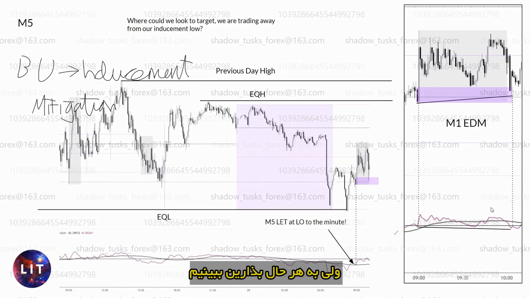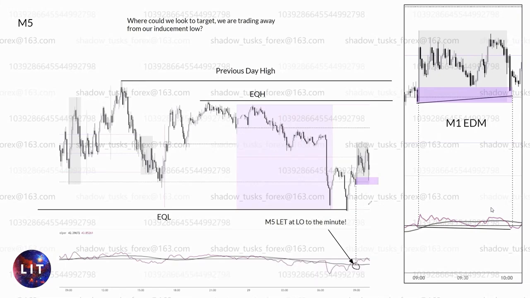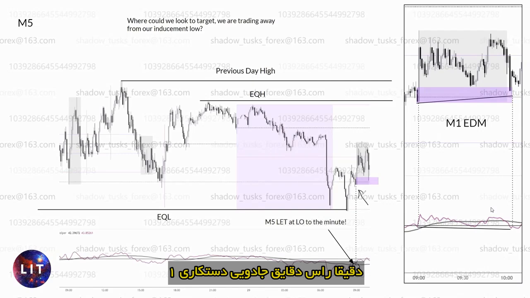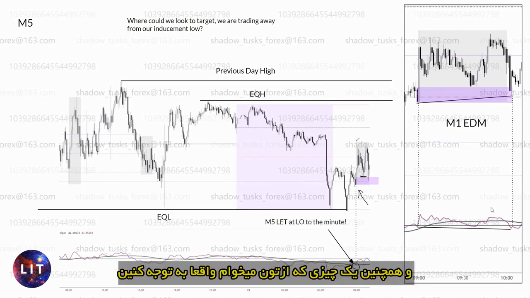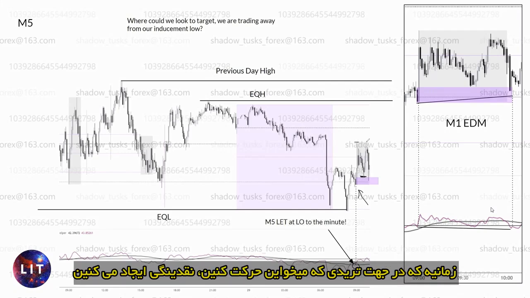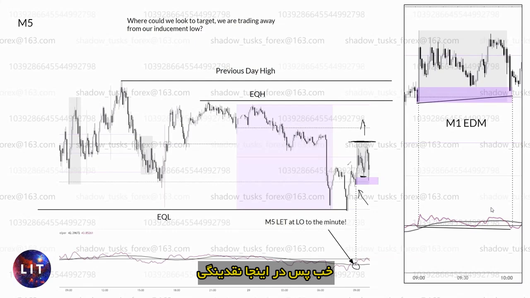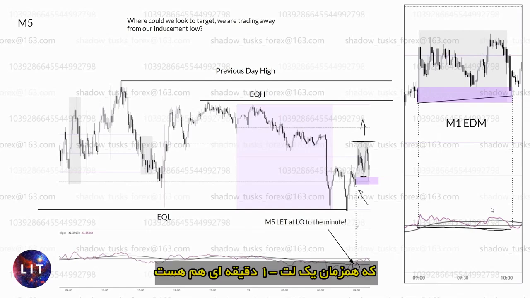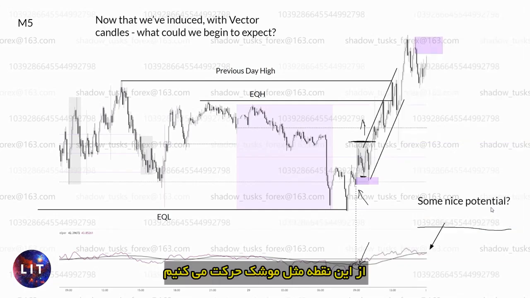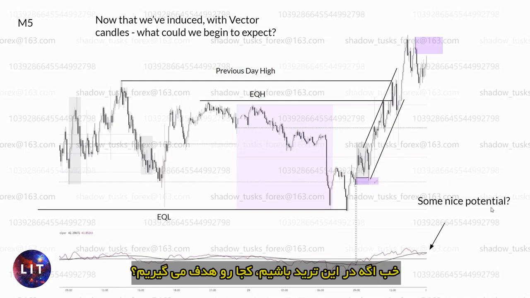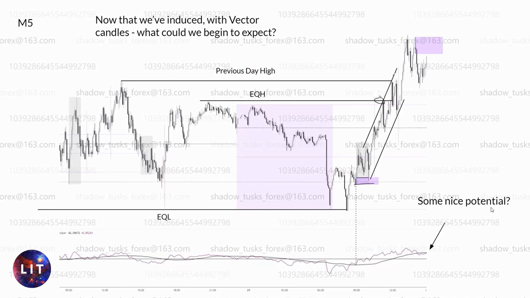But let's see, first we get our M5 LET at MM1 to the minute, right? And then we build liquidity here. And also something that I want you guys to really pay attention towards is when you build liquidity in the direction of the trade you want to go, right? So we built liquidity there, and then we come down, give the M1 EDM, which is also a mitigation of the M5 LET, and you can see the way that this presents. Boom, we rocket from that point. So if we're in this trade, where are we targeting? At least here, if not here.